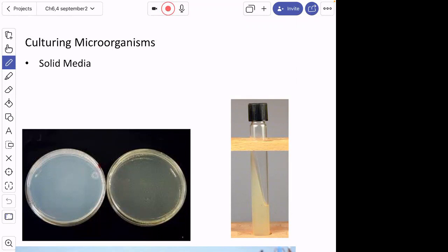We're going to continue talking about culturing organisms a little bit today and get into microscopy, a little bit of taxonomy.